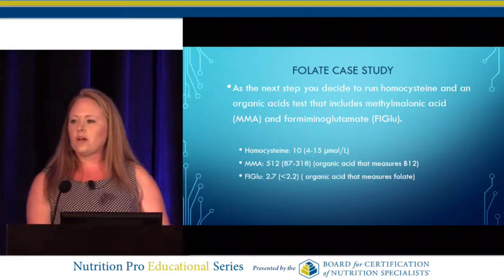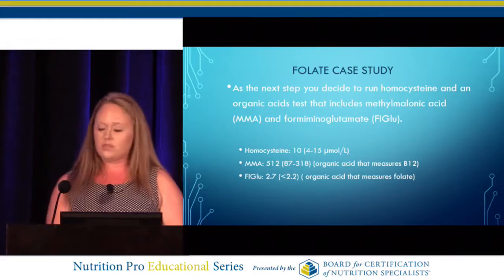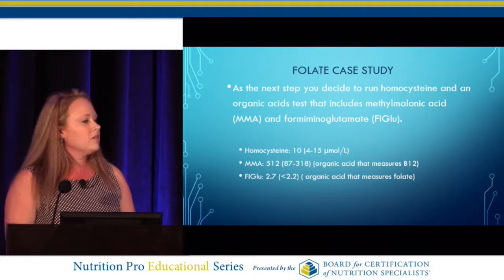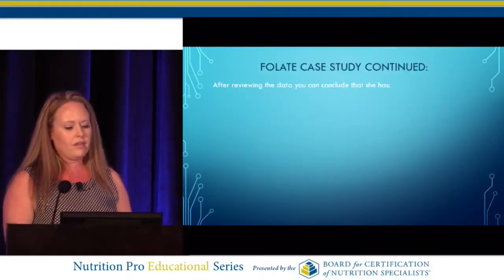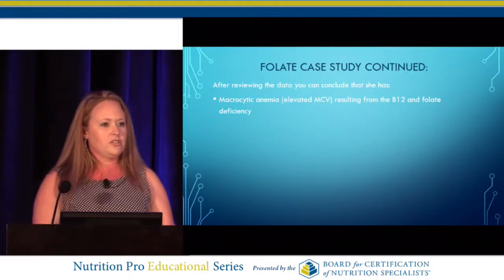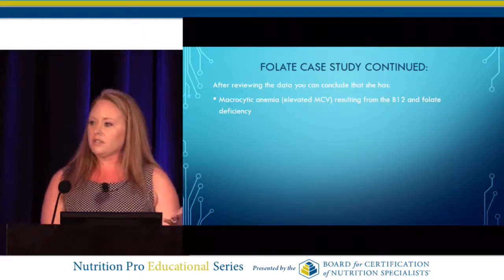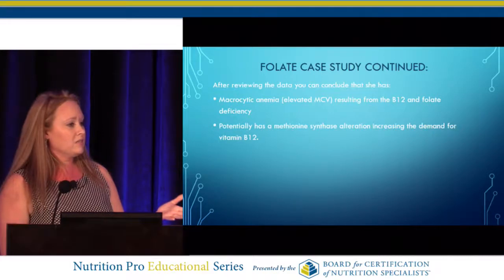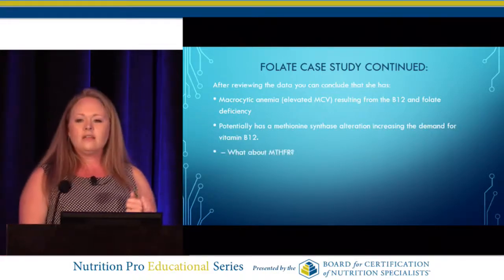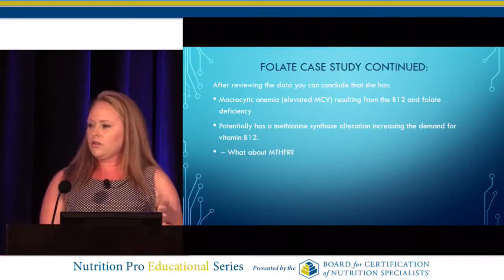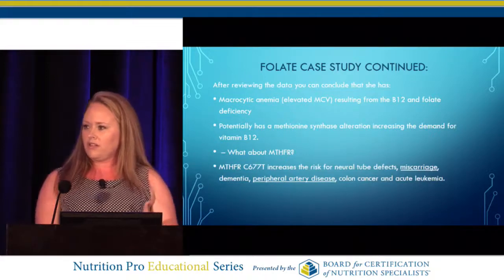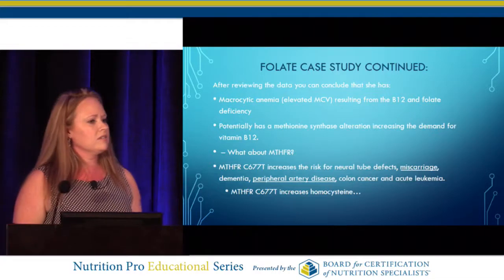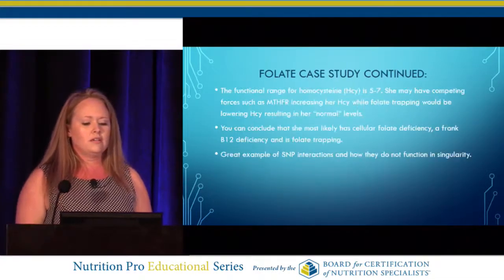Her homocysteine level comes in at 10, so the range for this is 4 to 15. Her MMA is elevated, and her FIGLU levels are elevated. So we can most likely conclude that she has macrocytic anemia because she has B12 and folate deficiency. We're going to check in on methionine synthase if we're looking at genomes. And what about MTHFR? So she has the clinical presentation of having MTHFR, but MTHFR C677T increases levels of homocysteine.